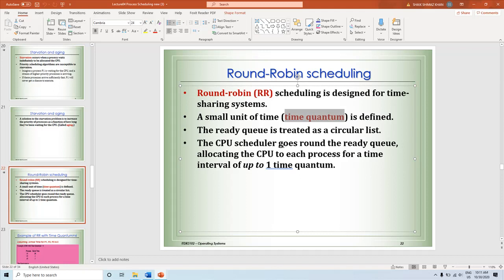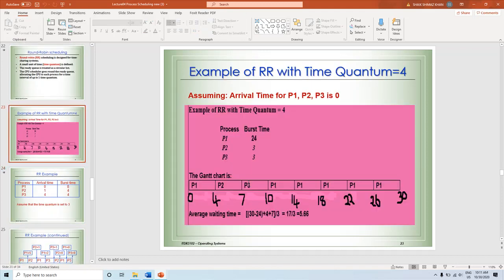The CPU scheduler goes around the ready queue, allocating the CPU to each process for a time interval up to one time quantum. Now let us discuss the round robin scheduling algorithm.